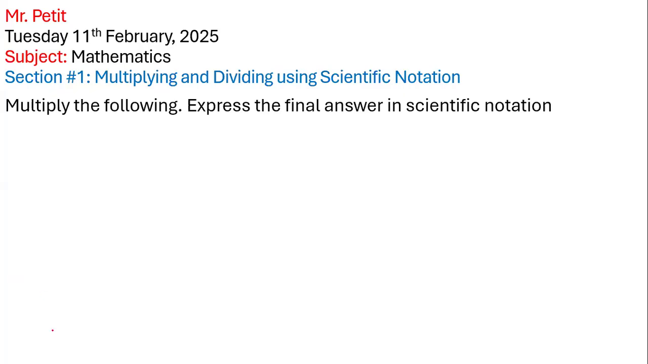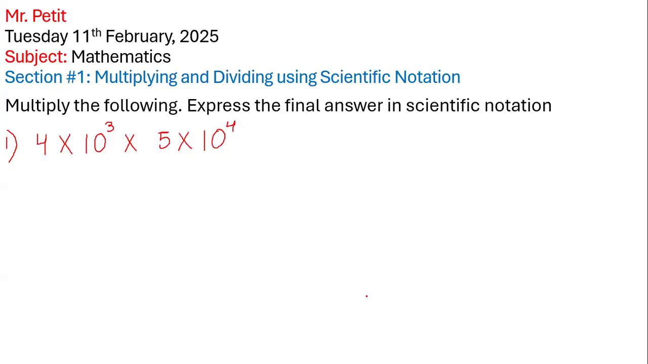The first thing we have, number 1, let's say we have 4 multiplied by 10 to the power of 3, multiplied by 5 times 10 to the power of 4. So how are we going to multiply this?